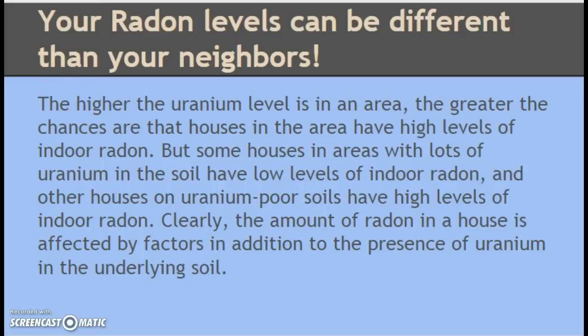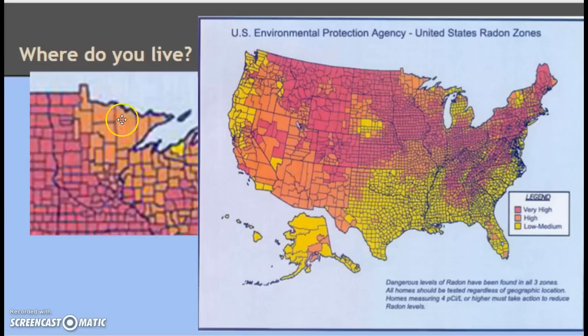And it has to do with how much water is in your soil, what type of soil you have, how your house was built, all that stuff. So your neighbor might do a radon test and be fine, and you might do a radon test and there's something you need to do about it. So the higher the uranium level is in an area, the greater the chances are that houses in the area have high levels of indoor radon. Okay, and that's where these maps are developed from the rock and the soil.